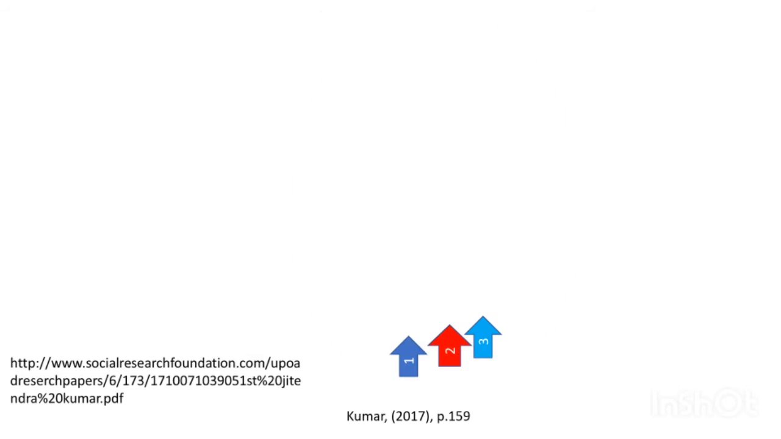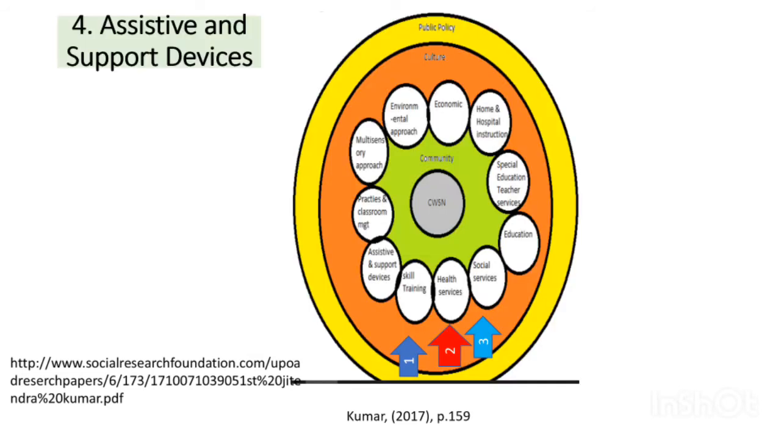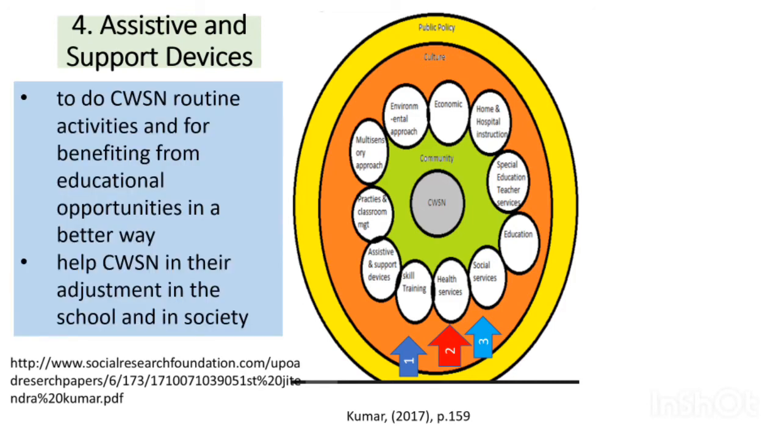Moving on, in the multidisciplinary approach, we also need assistive and support devices. For what purpose? Of course, to help children with special needs in their adjustment in school and in society. And of course, for them to do their routine activities and to benefit from educational opportunities in a better way.